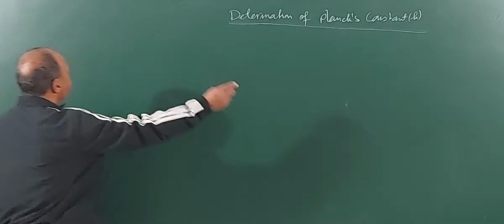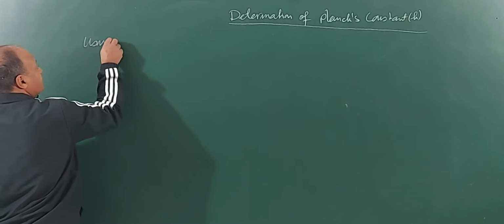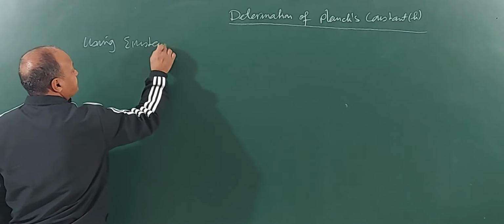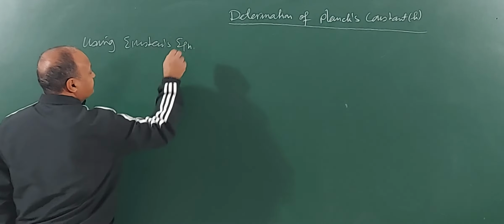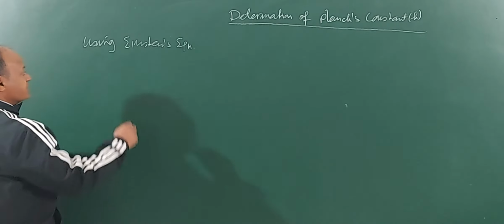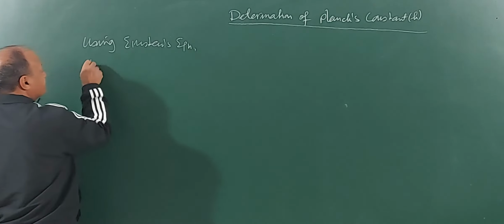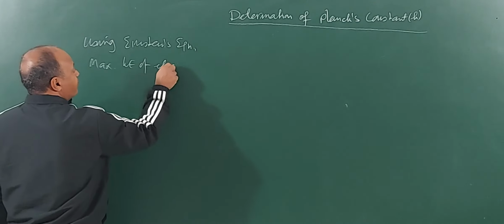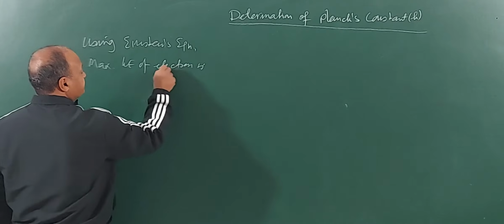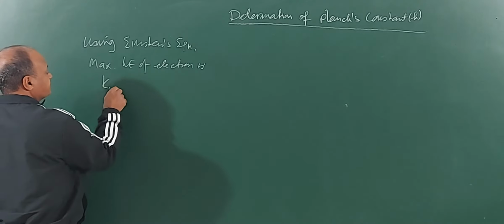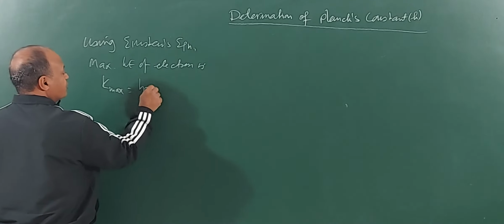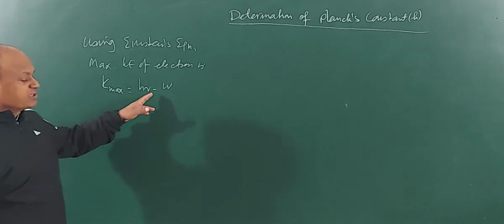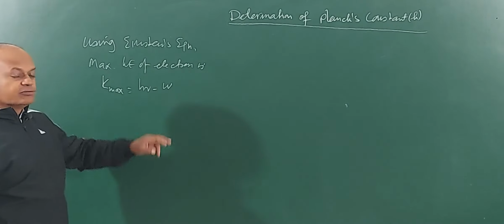we know, using Einstein's equation, children, the maximum kinetic energy of the electron is K max equal to h nu minus W, right? Where nu is the frequency of the incident light and W is the work function.